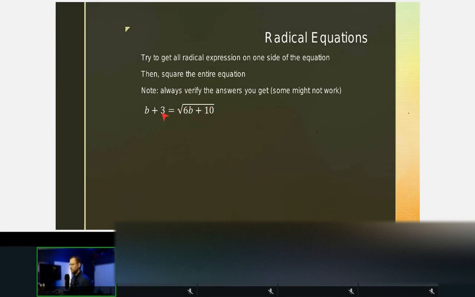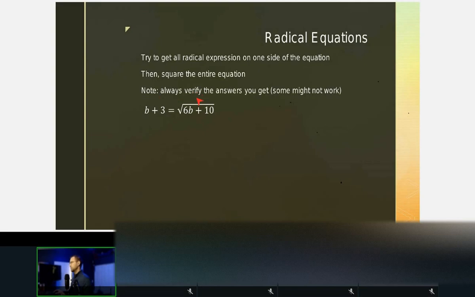Now, if I had this 3 on this side, I'd have to move it over to the left. Or if I had the b on this side, I'd have to move it to the left, right? Because we want the radical to be by itself. All right, so once it's by itself, we are going to square both sides. We're going to square this side and we're going to square this side. So let's take a look.